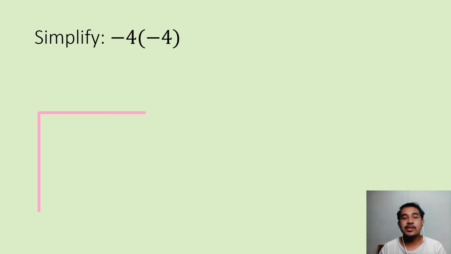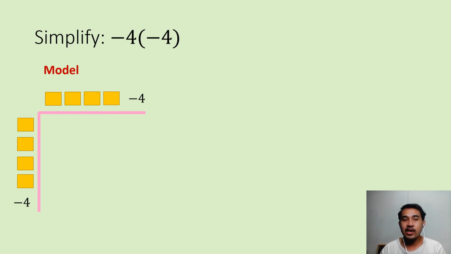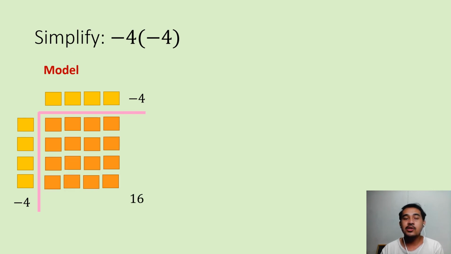Let's have another example, which is negative 4 times negative 4. The dimension is already there. Let's have the model first. You have negative 4, that's yellow. For the vertical, it's also negative 4. Multiplying one at a time, you have an orange, which is negative 1 times negative 1 is 1. Continuing that, and expediting, we have 16. In the abstract or solution, we have negative 4 times negative 4. That is 16.